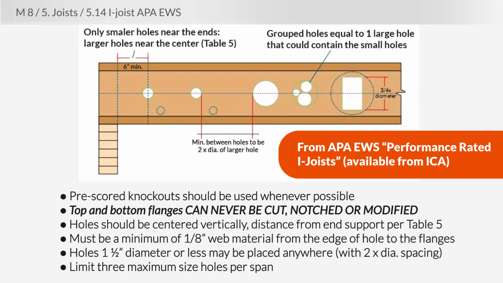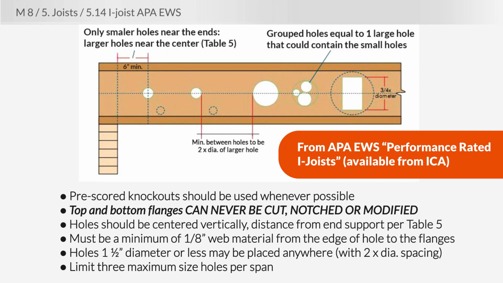Very, very important. On an I-joist, because the top and bottom flanges are so critical, they can never ever be cut, notched, or modified in any way. If you see that on inspection, it's time to recommend the licensed structural engineer. Holes should be centered vertically, and the distance from the end support or from the point of bearing should be as per Table 5.